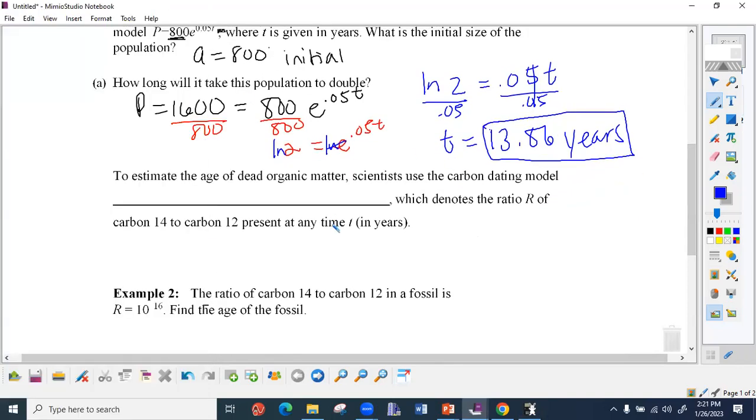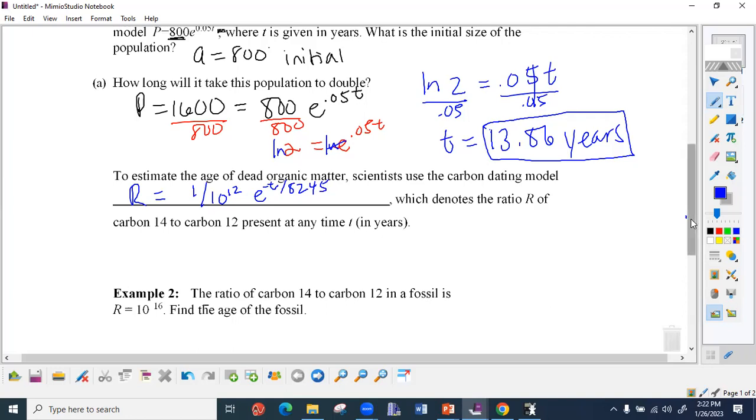All right. So here it says, to estimate the age of dead organic matter, scientists use the carbon dating model. What is the carbon dating model, you ask? I'm so glad you asked. It is R equals, how can I write this in one line? We're just going to do it very carefully. 1/10 to the 12th times e to the negative t divided by 8,245, which denotes the ratio R of carbon-14 to carbon-12 present at any time t.